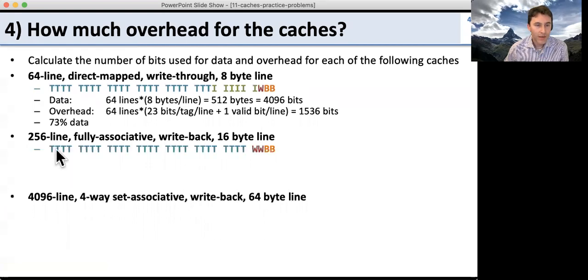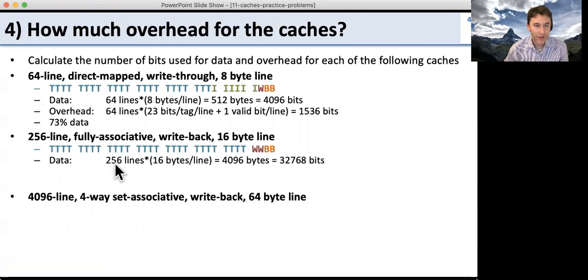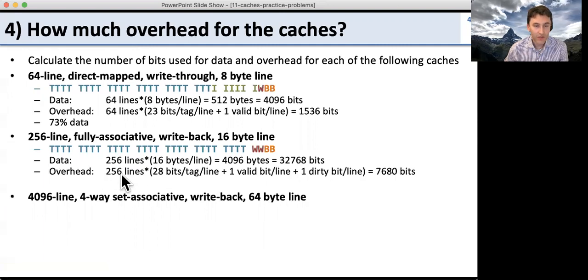Okay, so here's what we're using for that. Here's how many tag bits we have for this one. So the data, we've got 256 lines. It's 16 bytes per line. So that's 32,000 bits of data. The overhead, well, we've still got 256 lines, and each line needs 28 bits of tag, plus 1 valid bit, plus 1 dirty bit, so 7,600 bits. So here we're 81% data. And we're so much more data because this has 16 bytes per line instead of only 8 bytes per line, and we have only 1 tag for all of that. So we've got fewer tags for the number of data bits we're storing.